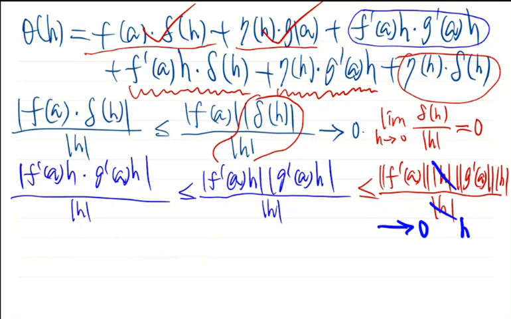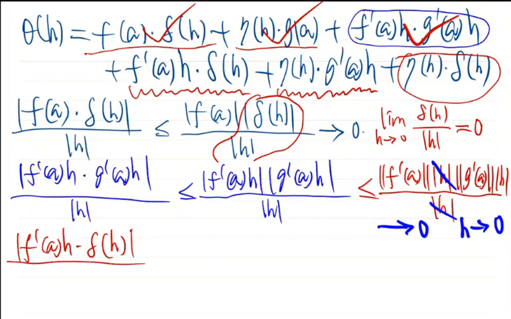And now we consider the first term in the second line. Here, f'(A)h·delta h divided by the norm of h.